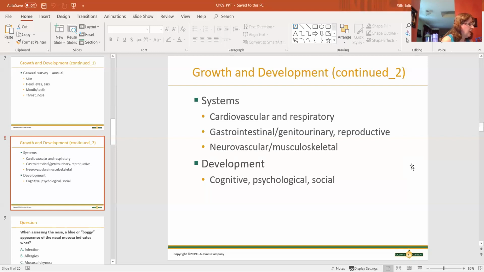With cognitive, psychological, and social, like with cognitive, you might ask them things about cause and effect. Psychological, you're looking at Erikson's or Freud's stages. And then with social, you're looking at Kohlberg stuff about morals. So those types of things.